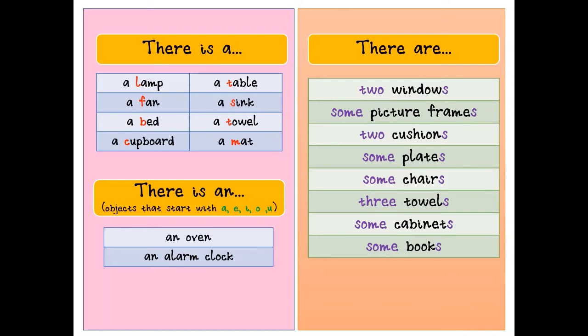One more thing. If the objects are more than one, kalau objek tu lebih daripada satu, selalunya di belakangnya mesti ada tambahan S. For example, windows, picture frames, cushions, plates, chairs, towels, cabinets, books. Nampak? Ada tambahan S di hujung perkataan. Tapi kalau awak tulis there is a atau there is an, tidak ada tambahan S sebab ianya hanya satu. Kalau banyak, baru tambah S. Okay?